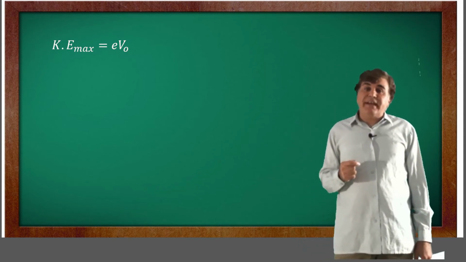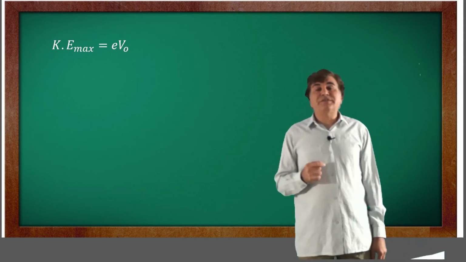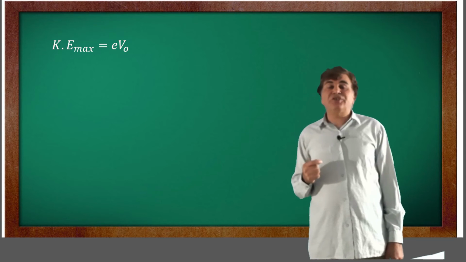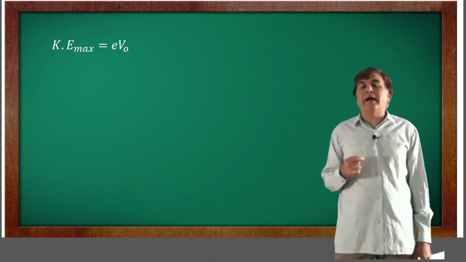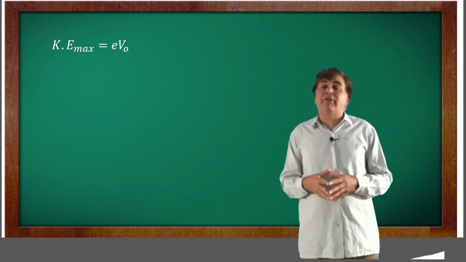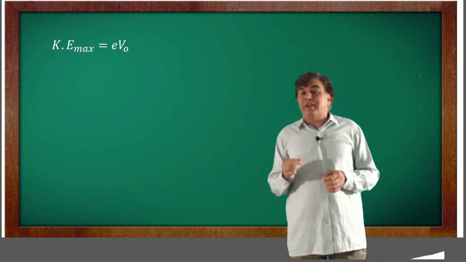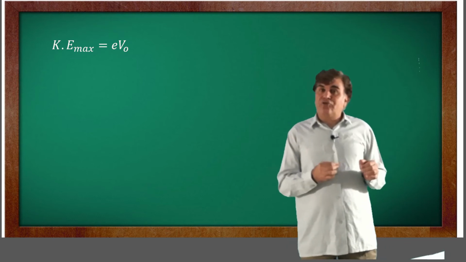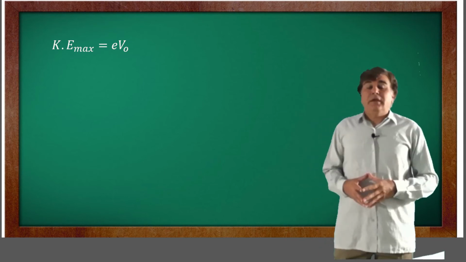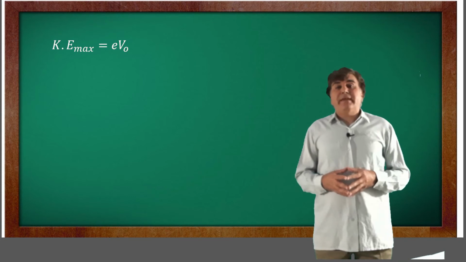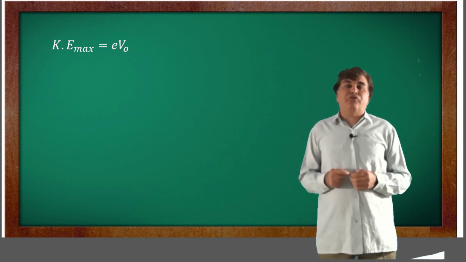This equation dictates that the maximum kinetic energy of the photoelectron converts into electrostatic potential energy of magnitude e times V sub naught, and is quite independent of the intensity of incident light. This is a very important characteristic of photoelectrons and you must pay attention to this equation. Now let us observe another very characteristic behavior of the maximum kinetic energy of photoelectrons.